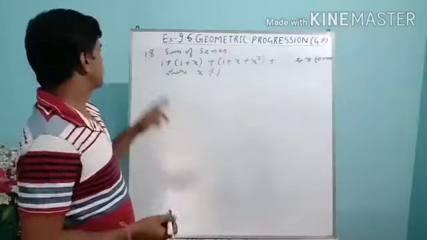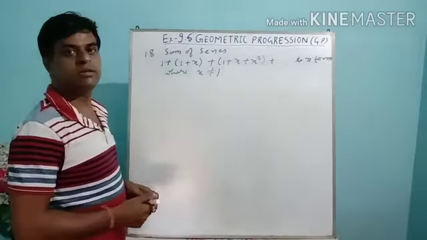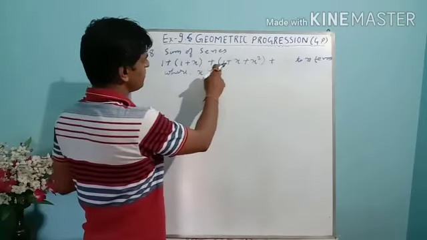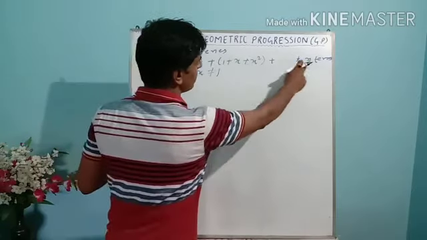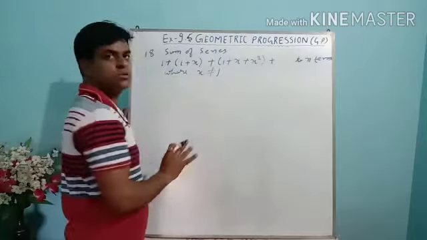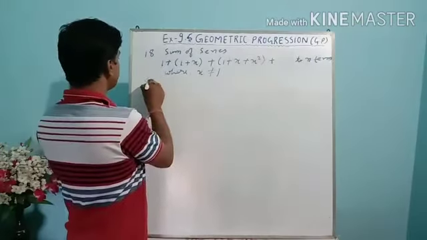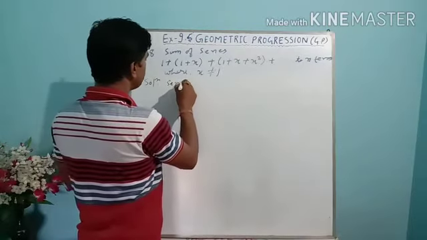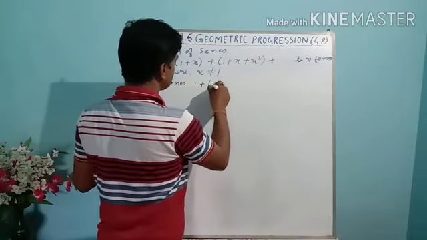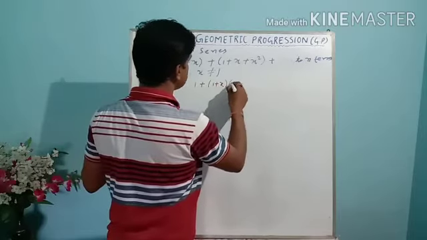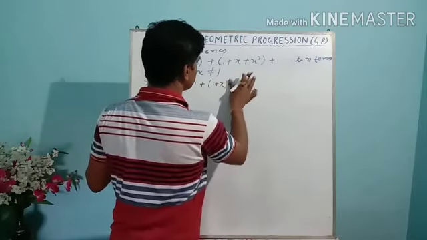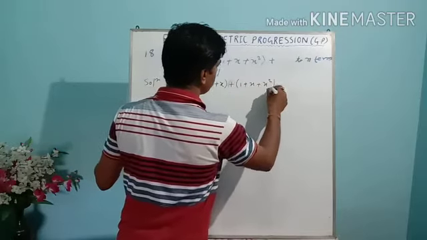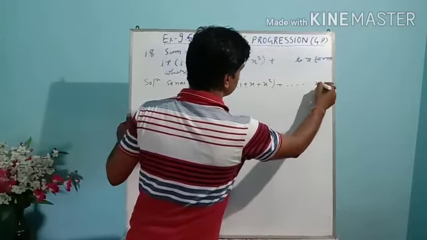Okay. Now the next question, number 18 of your exercise 9.5. The question is, find the sum of this series: 1 plus (1 plus x) plus (1 plus x square) and so on till nth term, where x is not equal to 0. Now here you can see the series we are given is 1 plus (1 plus x) plus (1 plus x square) plus so on till nth term.